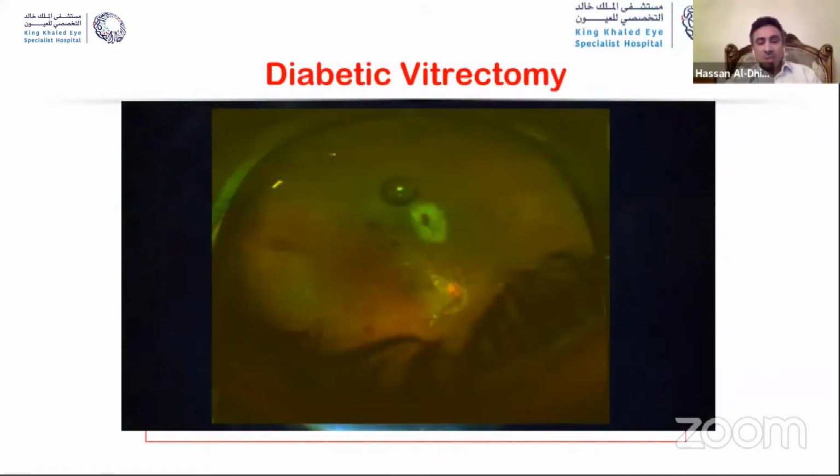This is the picture of the second day post-op, and you see how the retina is looking, restoring back the retinal shape with a completely flat retina.